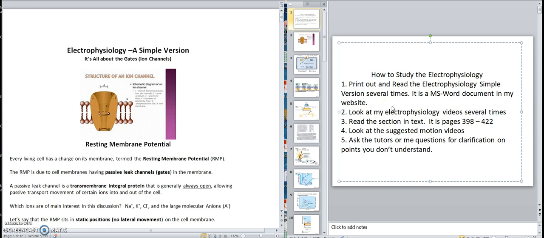All right, so let's get started. And like I said, there'll be a few videos on this, and we'll see where this goes, okay? Electrophysiology, a simple version, is all about the gates, the ion channels. The whole thing has to do with ion channels. Channels that bring ions in and out of the cells. So all these different gates create different potentials in the cell membrane. And so that's why I call this all really about the gates. All right. So let's get started here and see what we got.